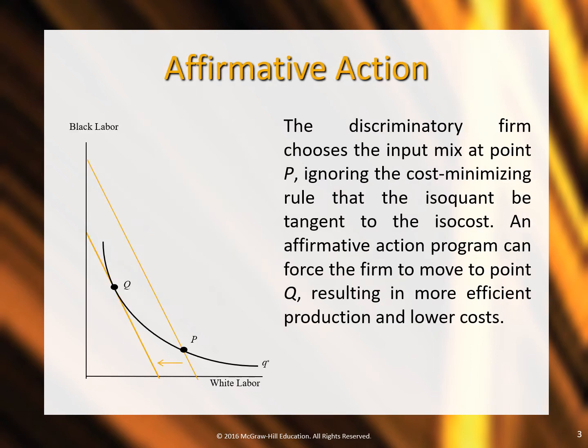The discriminatory firm chooses the input mix at point P, ignoring the cost minimizing rule that the isoquant be tangent to the isocost. An affirmative action program can force the firm to move to point Q, resulting in more efficient production and lower costs.